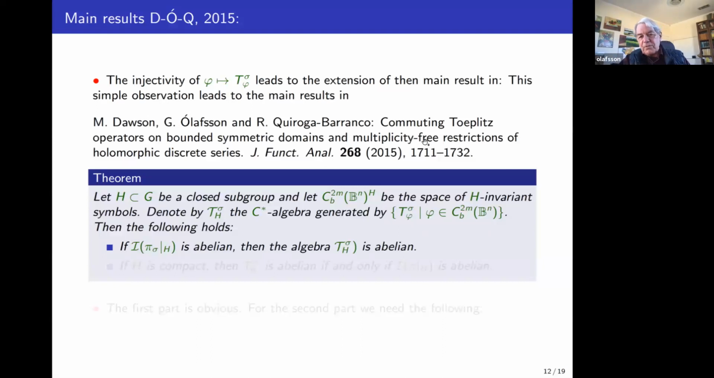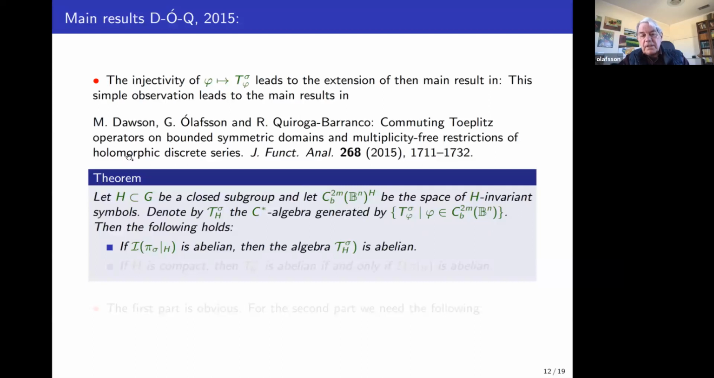So what we are now doing is this paper with Matthew and Raul from 2015, and later we use those ideas for the maximal abelian group of SU(n,1). And the rest of the talk is all related to that extension of those results to the case where sigma is greater than 0.